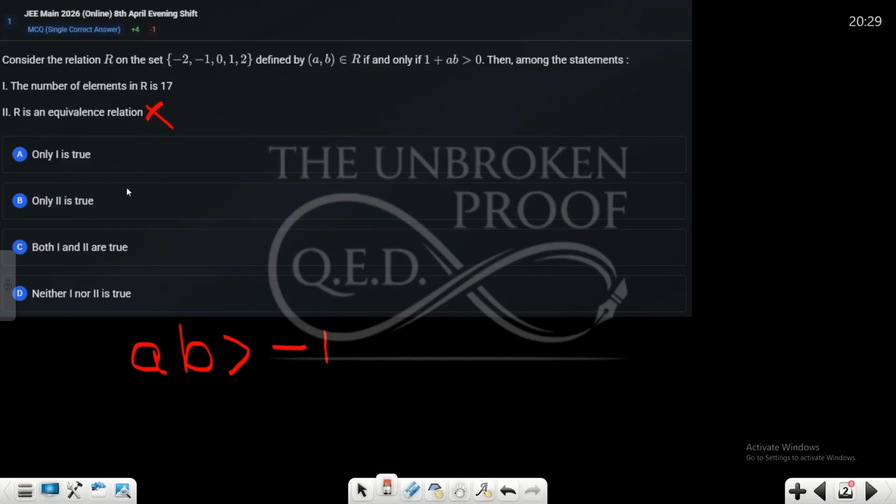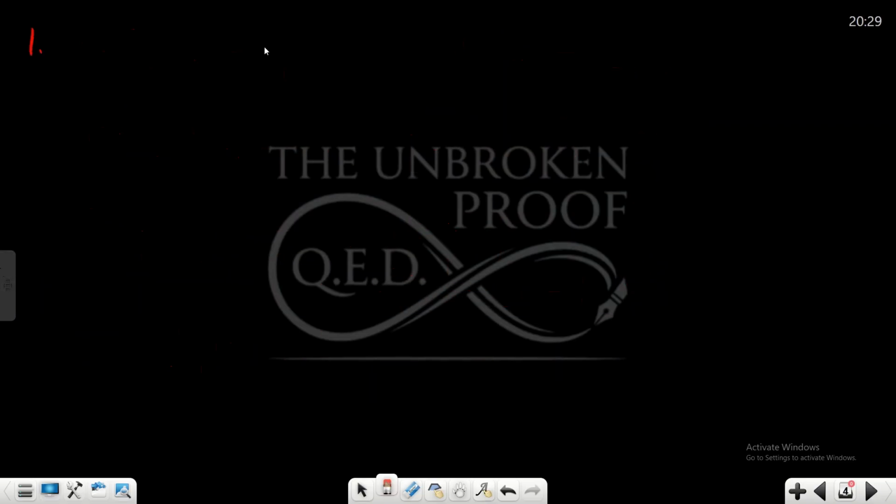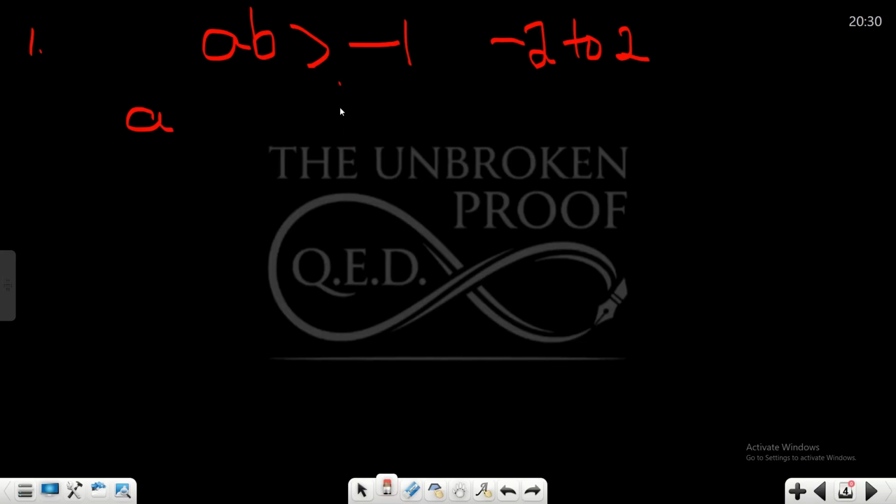So this implies B can't be the answer and C can't be the answer. So we have only two options, A or D. Now let us see the first statement, the number of elements in R. Now we know that ab is greater than -1 and the elements are from -2 to +2, right? Yes, -2 to +2. Now if I take a as -2, let's say, then what numbers can b satisfy? Let us make a table for a and b.